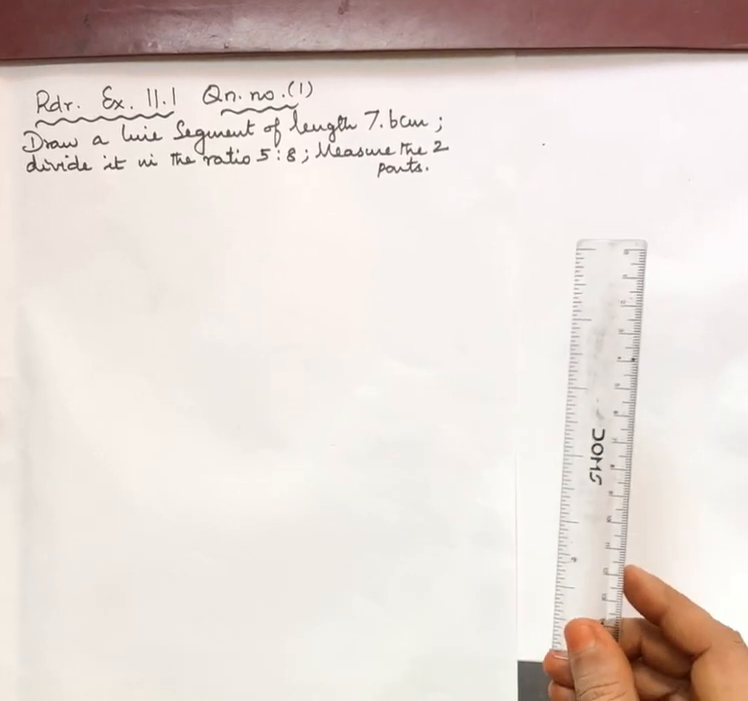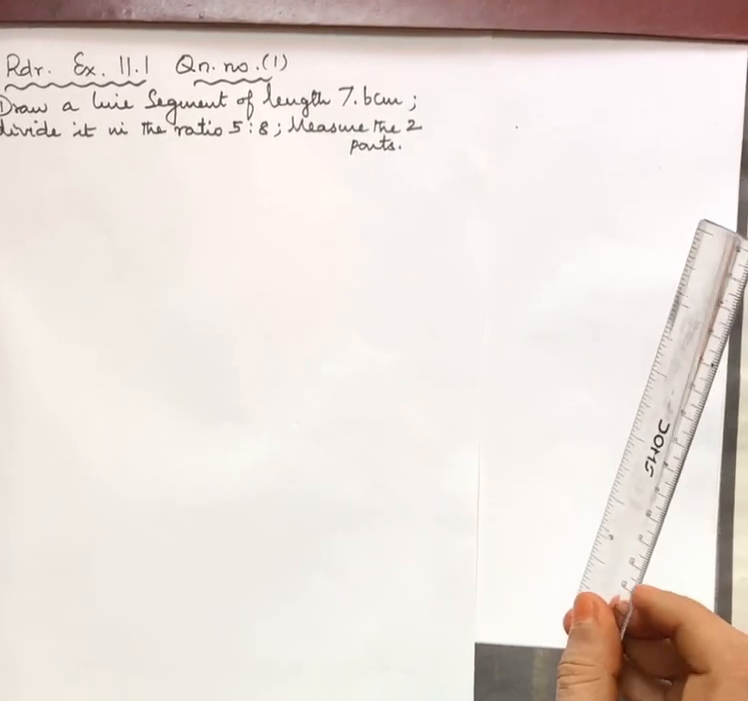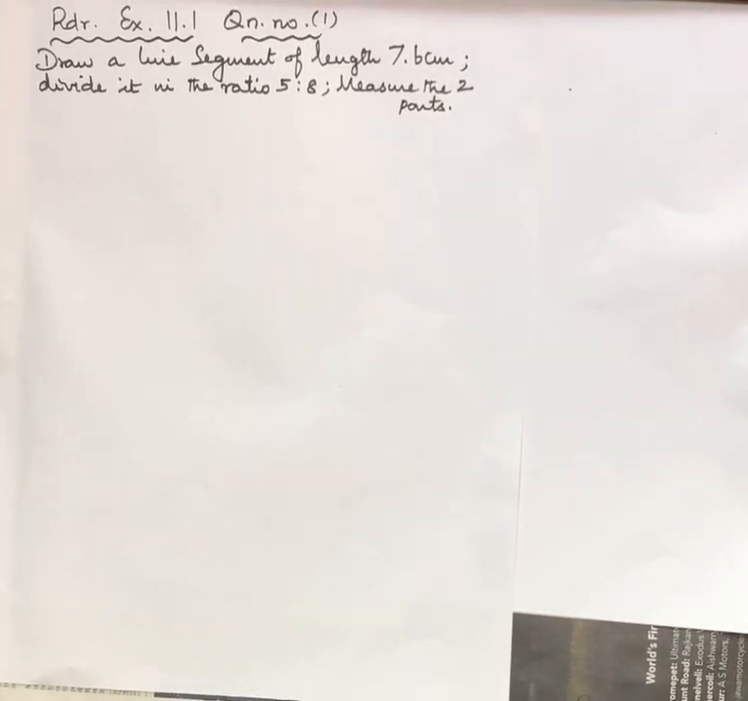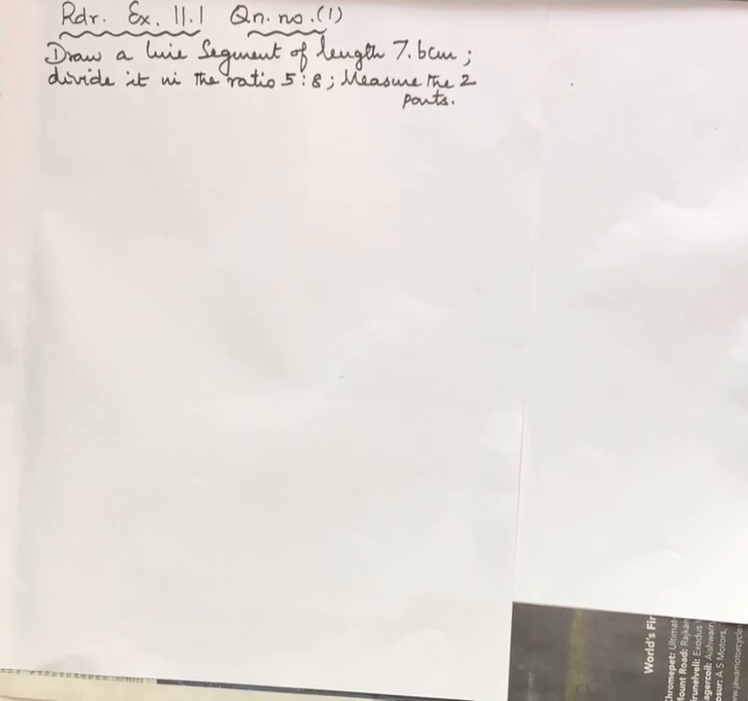Now, we will start reader exercise 11.1 with the first question. In this exercise, you have only the first question, dividing a line segment in the given ratio. That type is included in this exercise.